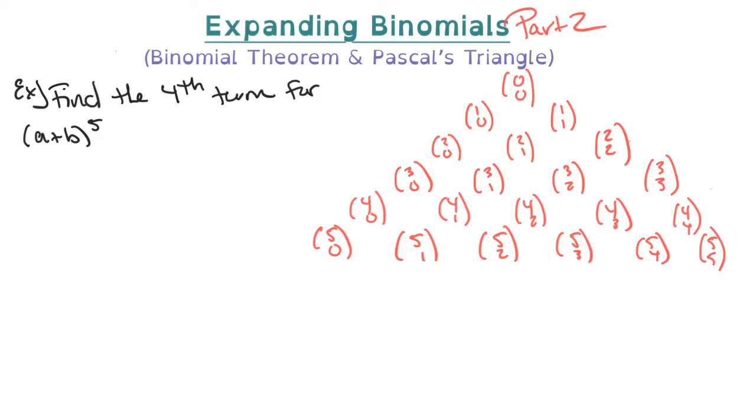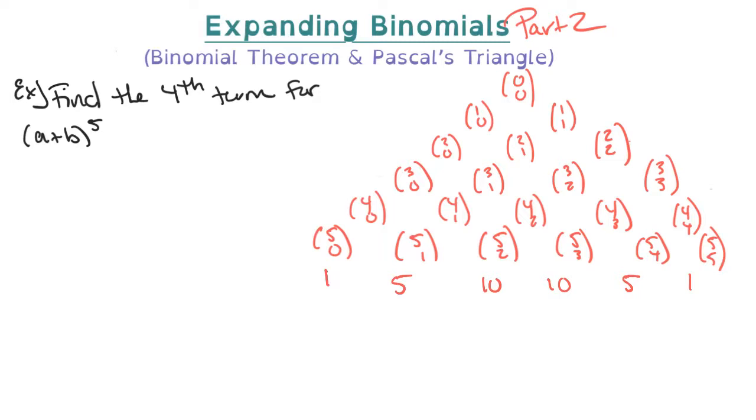So let's find the fourth term for (a + b) to the fifth. Now I know we did one just like this in the previous video, but bear with me. In the previous video, we didn't have Pascal's triangle written in this format. We had 1, 5, 10, 10, 5, 1 instead.